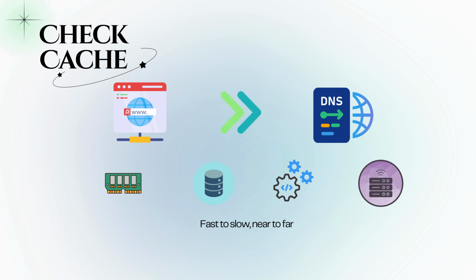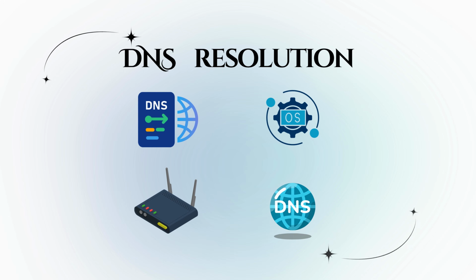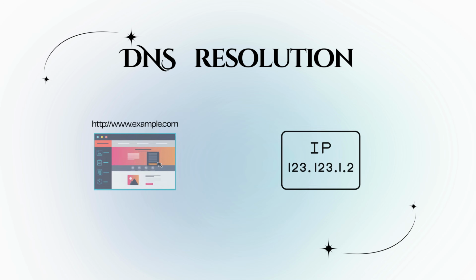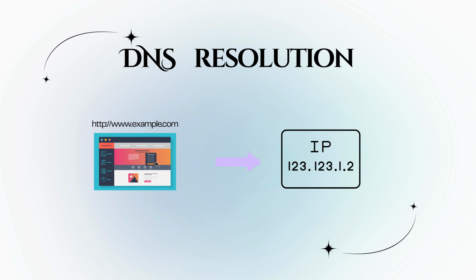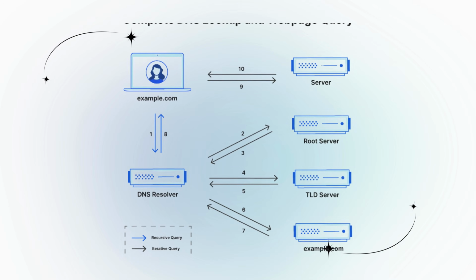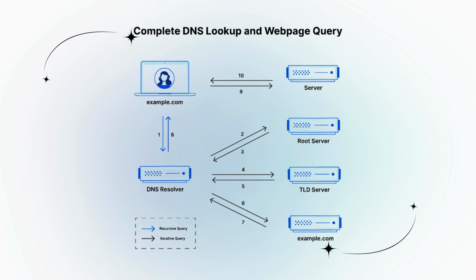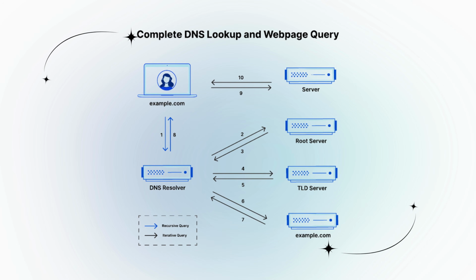If nothing is cached, the browser initiates DNS resolution, a process that goes through local DNS caches, the operating system, the router, and eventually the DNS server. The role of DNS is to translate human-readable domain names into IP addresses that computers can use to communicate. DNS resolution uses a combination of recursive and iterative queries, progressing layer by layer from the local system to root DNS servers, and eventually obtaining the IP address.